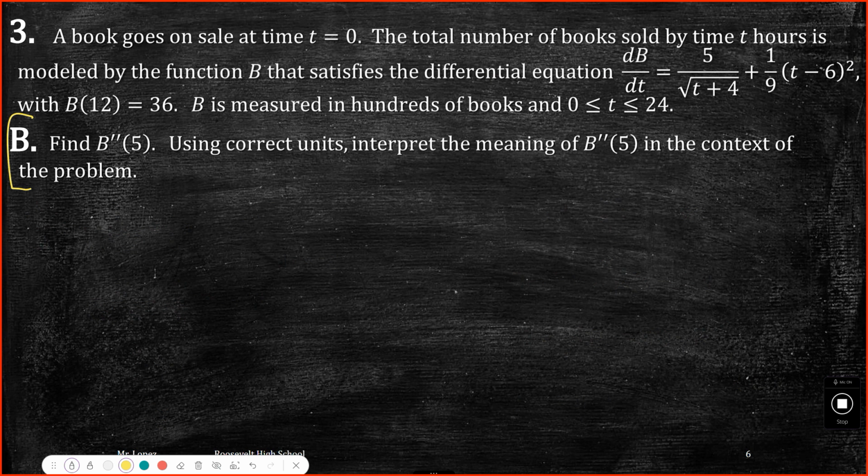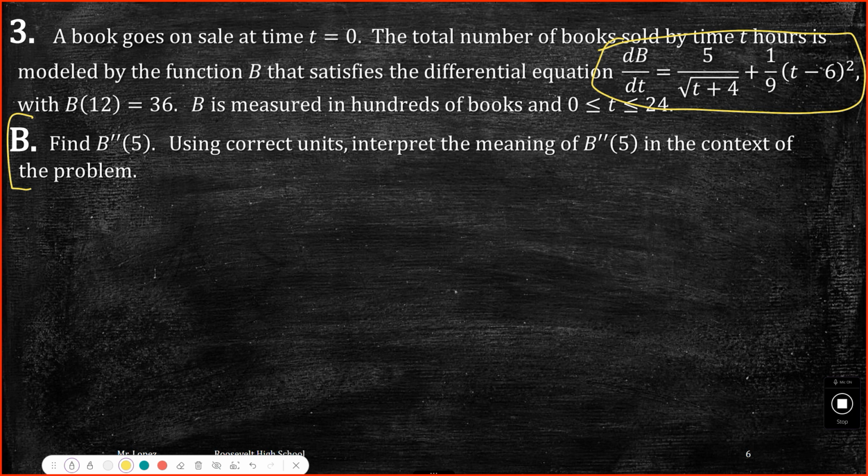Find B double prime of 5 using correct units. Interpret the meaning of B double prime of 5 in the context of the problem. So what are we going to do? We have the derivative function here. Find the derivative of it and evaluate it at 5. This is even easier than A.